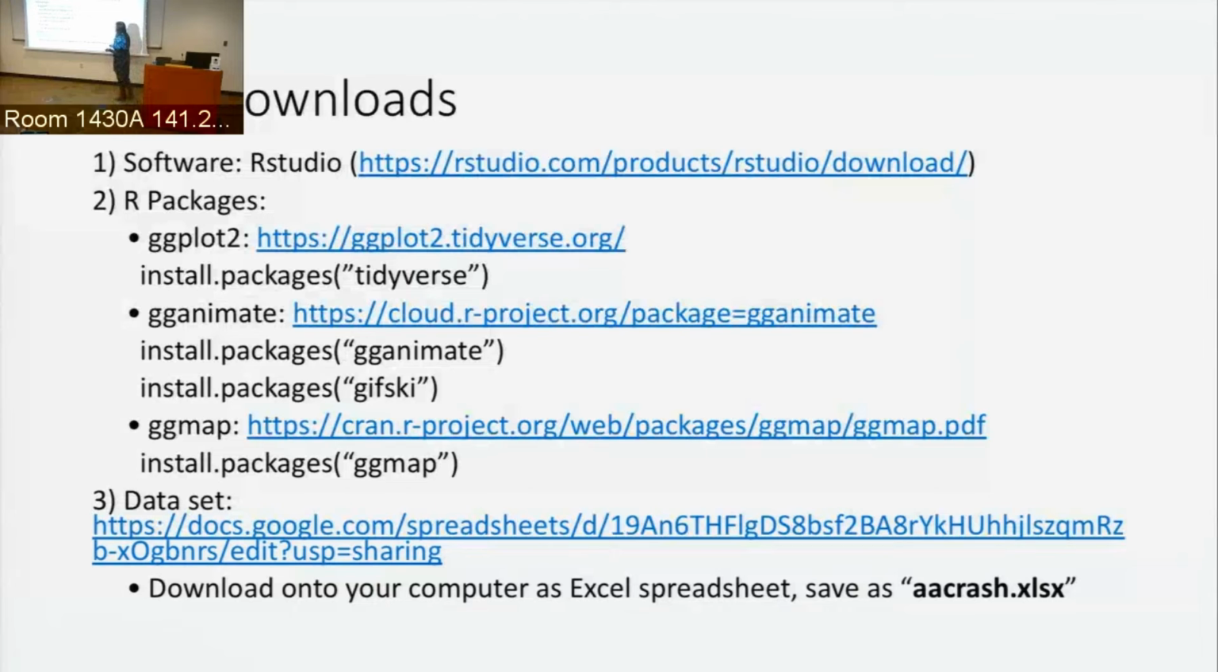And then finally, the data set is just on Google Drive, so it's an Excel spreadsheet. And here's the link to that. So you'll definitely want to download the data if you want to be working today. I would recommend saving it as an Excel spreadsheet because RStudio does allow you now to import directly as an Excel spreadsheet. So I will give you some time to download things.